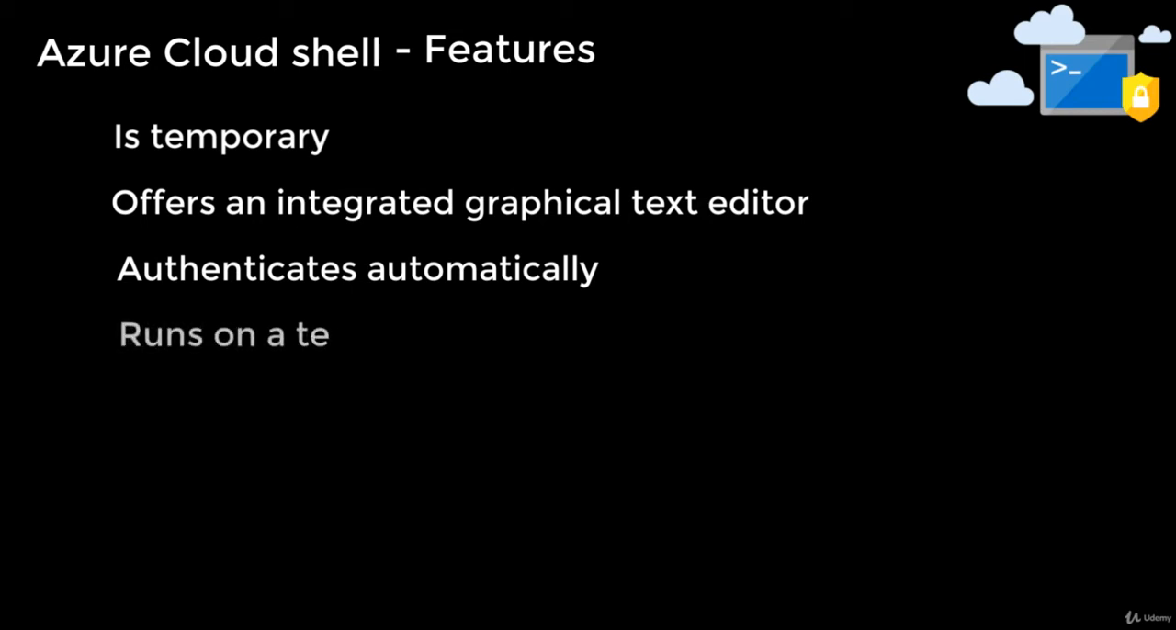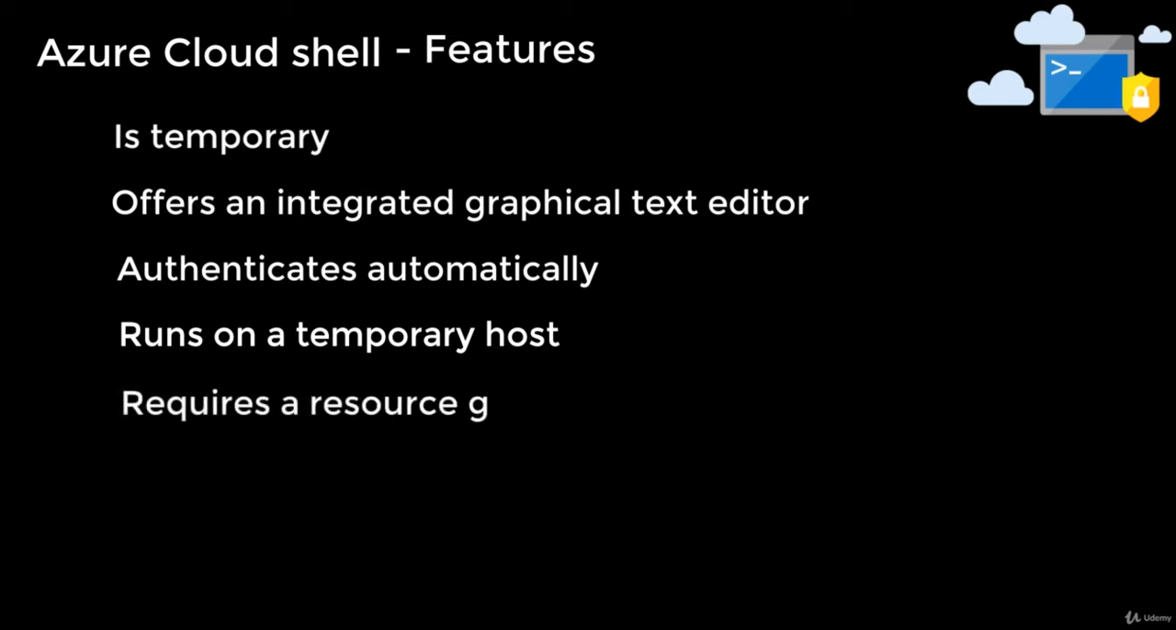Cloud Shell is a temporary host provided on a per session, per user basis. For security purposes, Cloud Shell will time out after 20 minutes without any interactive activity. Cloud Shell requires its own resource group. It has its own storage account and an Azure file share.